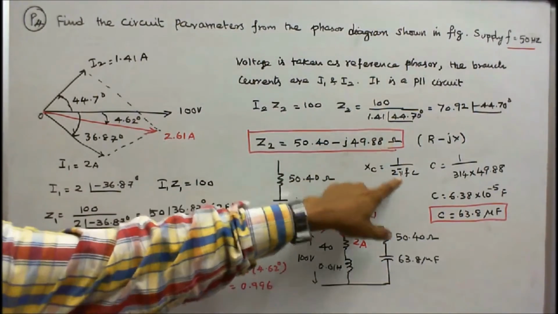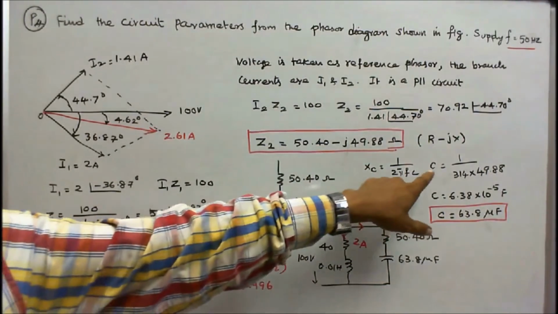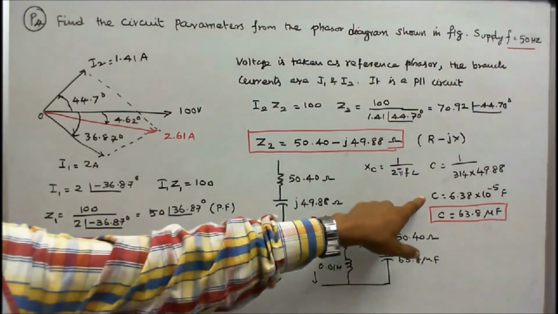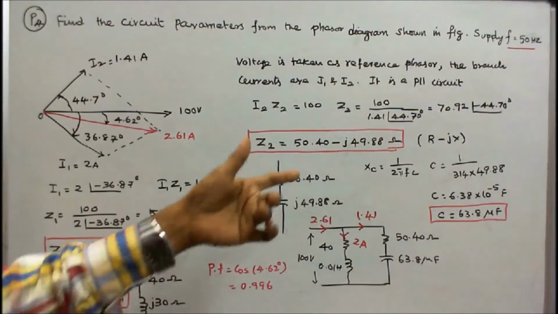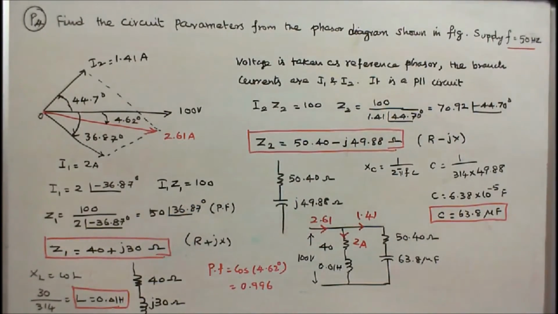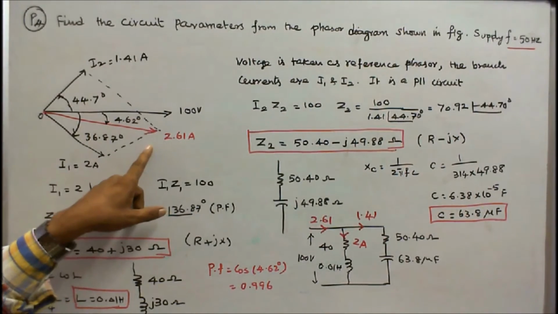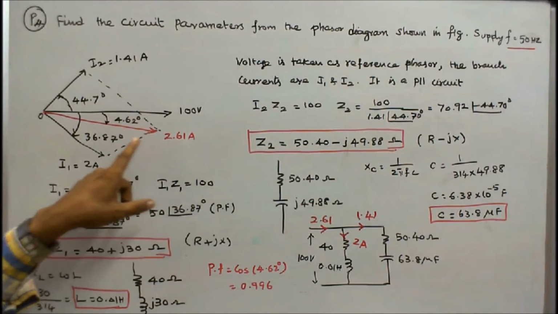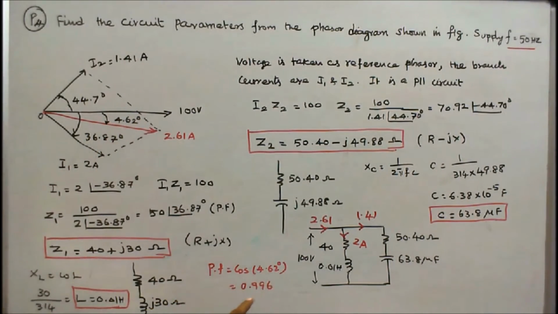Xc is equal to 1 by 2 pi fC. 2 pi f is equal to 314. I can find C. C is equal to 1 by 314 into 49.88. C is equal to 6.38 into 10 power minus 5 farads, or 63.8 microfarads. I can find the power factor. Power factor is the angle between supply voltage and the resultant current. That is given 4.62. Cos 4.62 is equal to 0.996.